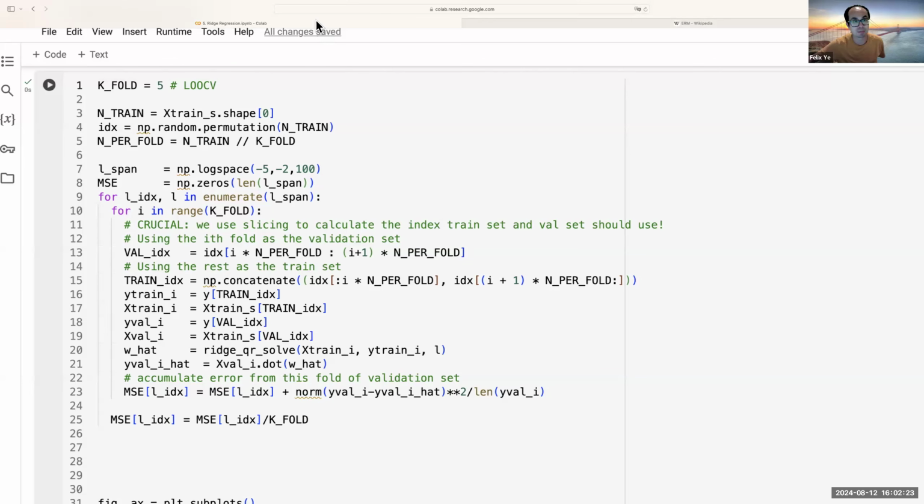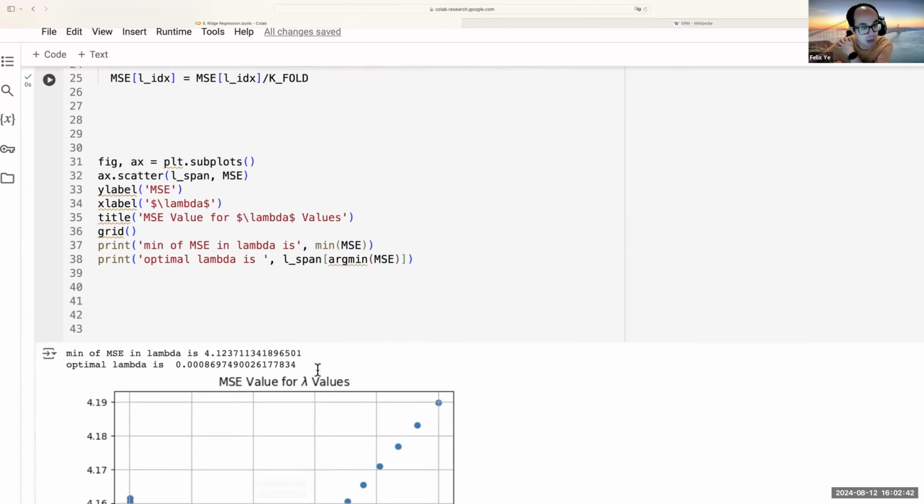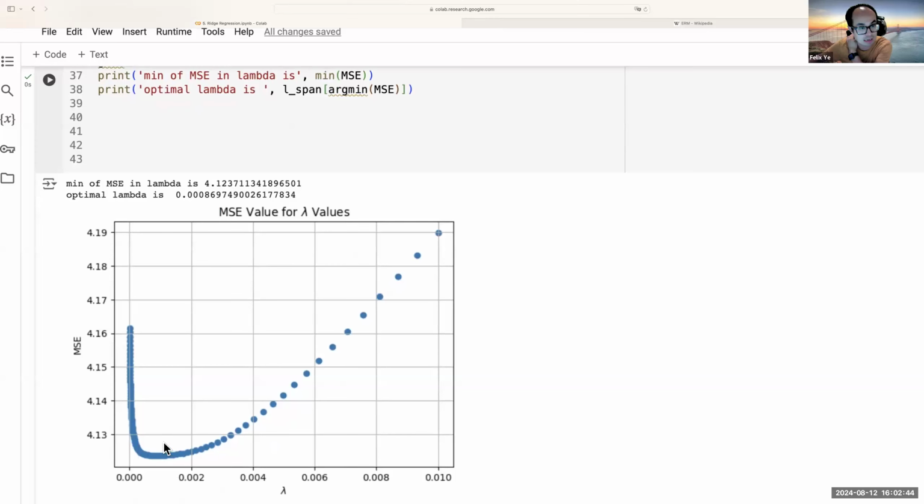And then here I'm using MSE, and this will be adding the MSE errors for this fold of the validation set. At the end, you are going to divide it by the number of K right here. If you do this, you will find out the value looks like this.